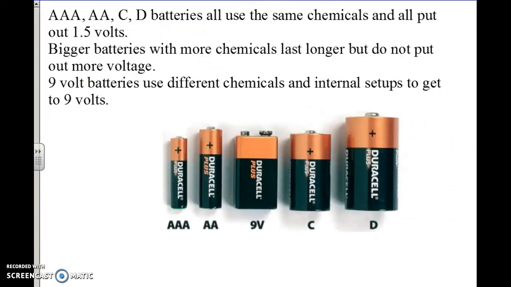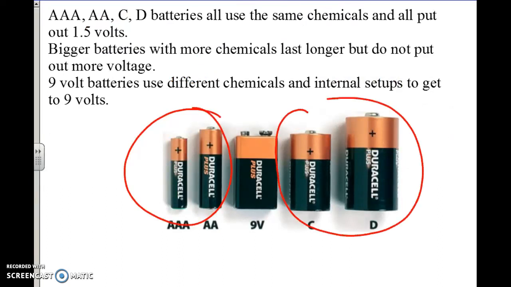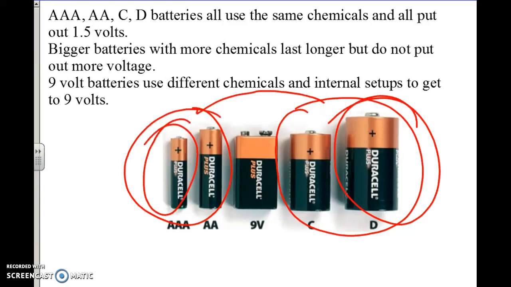When it comes to batteries, these two and these two, those four all have the exact same voltage. The only difference is the size of the battery, which means that they will last longer the bigger the battery. So this battery right here will last a lot longer than one of these batteries. They all have the same chemicals in them and the same metals in them, and therefore they give off the same voltage. This one right here, though, is a 9 volt, and that's going to have different chemicals in it and different metals in it to get you to a higher voltage.